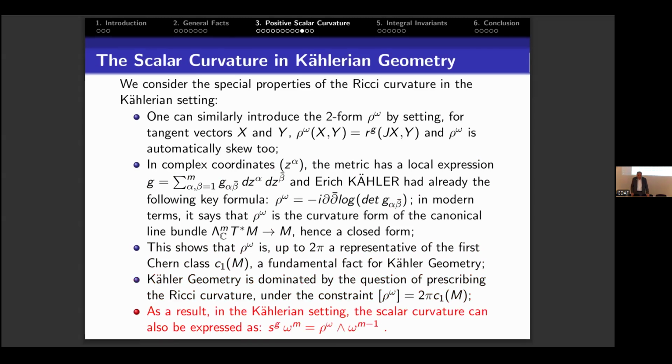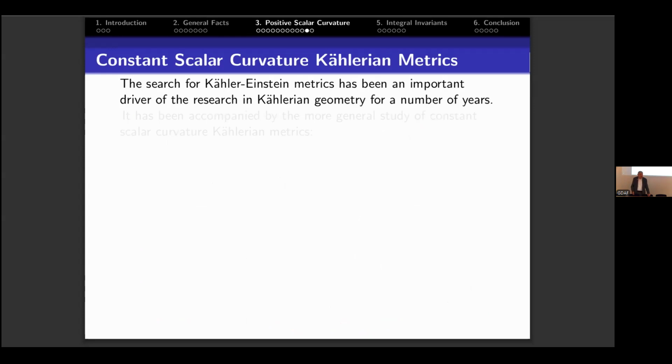And therefore, in the Kählerian setting, the scalar curvature, which is the object we're interested in tonight, can also be expressed in the following way. If you take the volume element, which you can write as omega to the m, rather than v as volume element, multiplied by the scalar curvature, it is the same as the exterior product of the Ricci form by omega to the m minus 1. It's very important to have this definition.